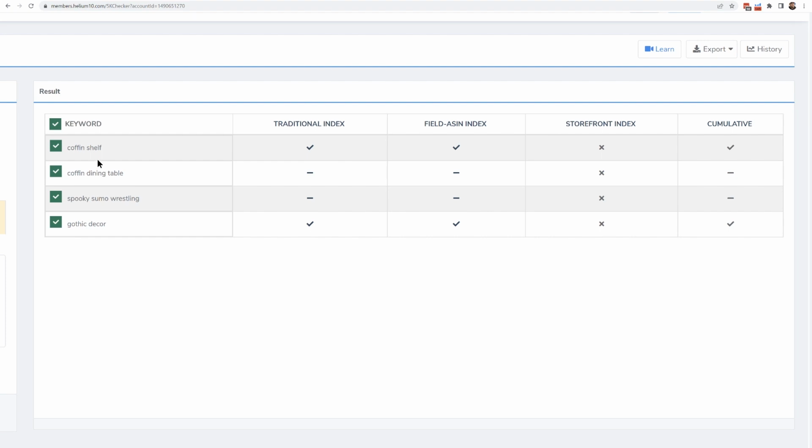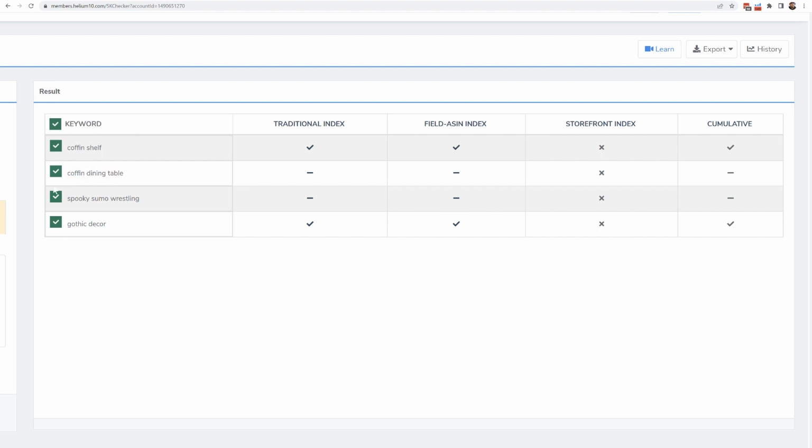So what we see here is that for coffin shelf and gothic decor, I have check marks. So that means I am indexed. But for these other phrases, coffin dining table and spooky sumo wrestling, I am not indexed. All right, so this is interesting. The question you might have, if you have a whole list of keywords, is: wait a minute, there are 2 phrases that I'm not indexed for. Now, I'm pretty sure I'm indexed for the word coffin.